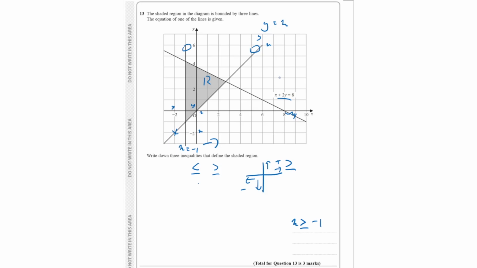Okay, let's move on to the next one. When y is equal to x, we can see that it goes up. So we can write here, y is greater than or equal to x.